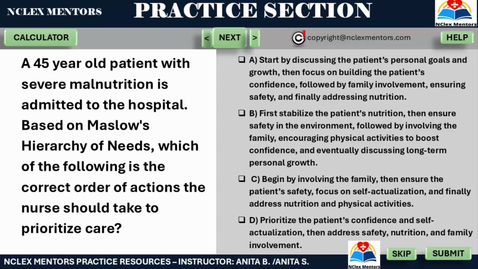Let me reveal the answer to this question. You can pause the video and try to guess the answer. The correct answer is option B. First stabilize the patient's nutrition, then ensure safety in the environment, followed by involving the family, encouraging physical activities to boost confidence, and eventually discussing long-term personal growth.